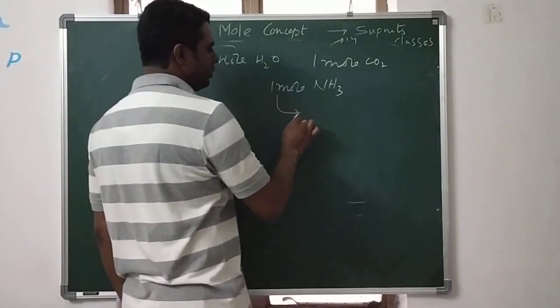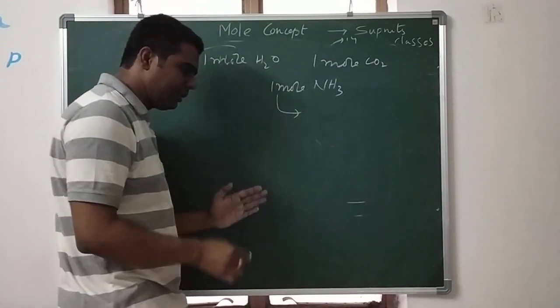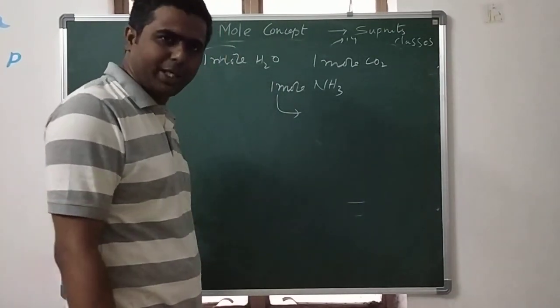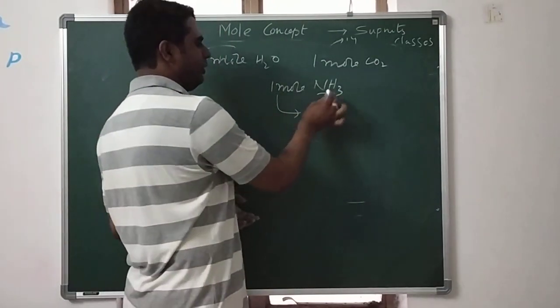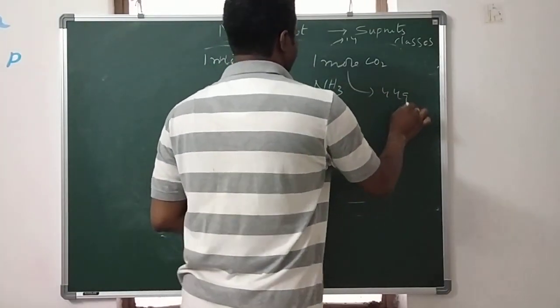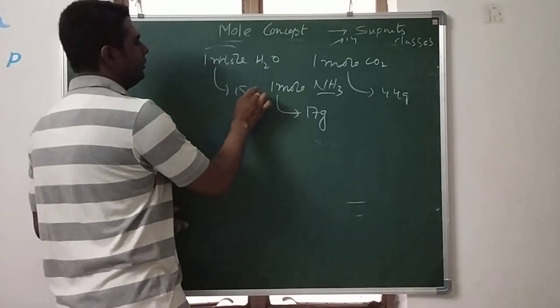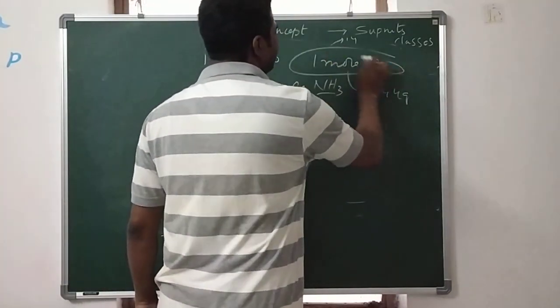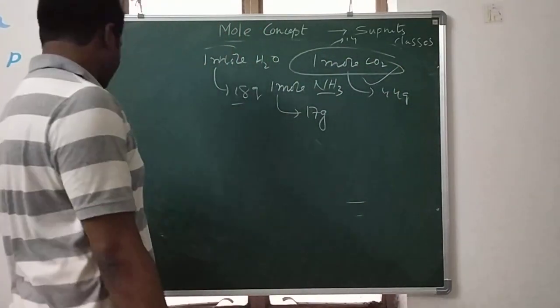So 1 mole से हमको इसका weight निकालना है. So whenever you have to move from moles to weight, you have to multiply with the molecular weight. Now this molecular weight is 17 gram. So this will be 17 gram. This will be 44 gram. And this will be 18 gram. So which is weighting the most? 1 mole CO2. ठीक है? Easy problem again.